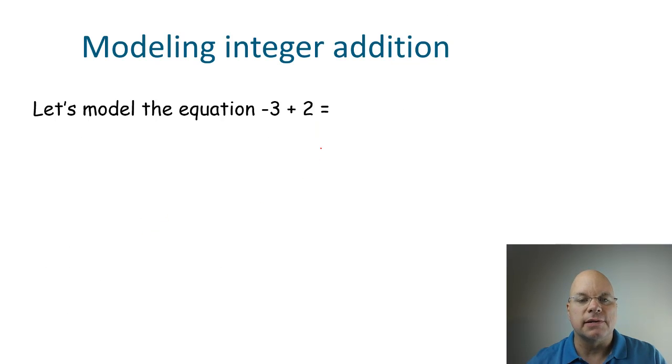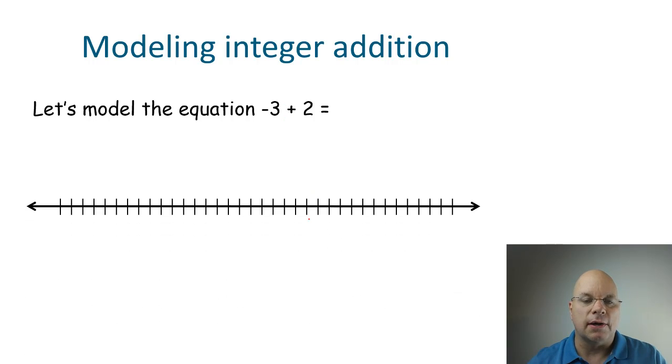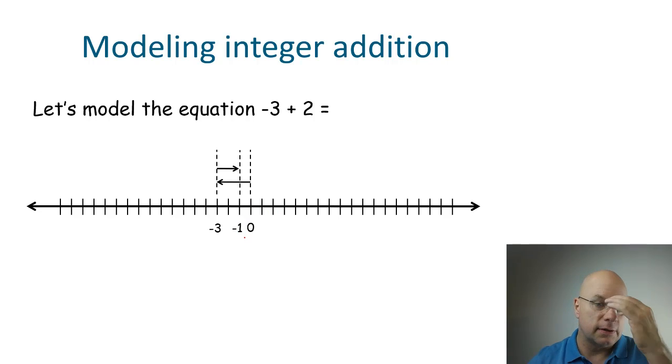If we had a problem like this, -3 plus +2, our model would start out the same way. We start at the origin and represent -3, 3 to the left of the origin. But then if we're adding +2, we're not going to go left. Now we're going to go right with our arrow. So the arrow goes 2 to the right, and where do we end up? We end up at -1.